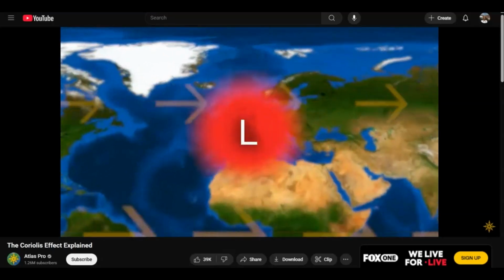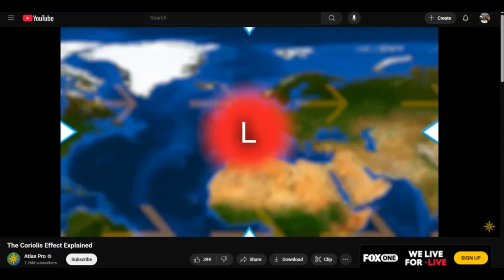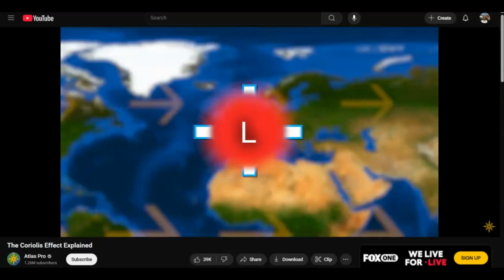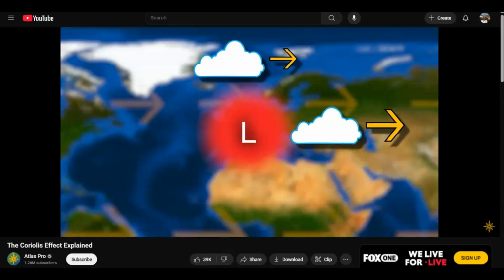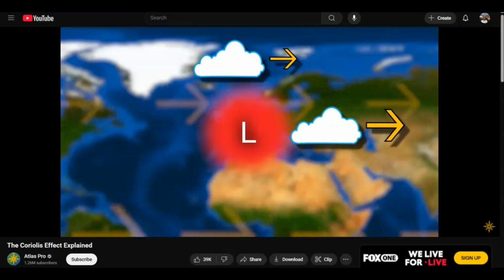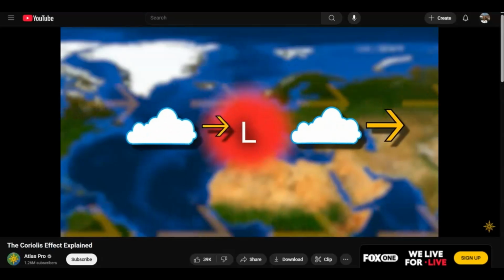Okay, now imagine a low-pressure cell. That means all the air around it will get sucked into the center. But the air coming from the equator will be traveling faster, so it will deflect to the right, while the air coming from the poles will be moving slower, so they'll fall behind and deflect to the left.